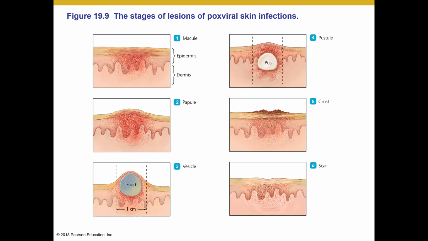Understanding lesion progression is important clinically. In smallpox, all lesions tend to be in the same stage at the same time. In contrast, in chickenpox, lesions are often in different stages simultaneously. That distinction is often tested in nursing and medical exams.